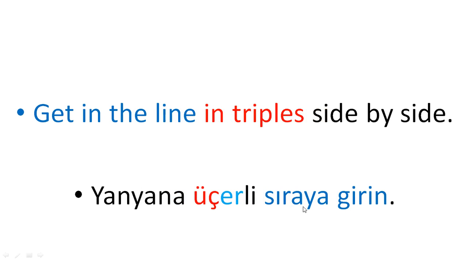Alright, now let's see your next example. Get in line in triples side by side. I'm not sure if it's a correct sentence or not, but the point here, what I focus on, is in triples. That's why I want to focus on üçerli, in triples like 3 by 3. So you can say üçerli. The example in Turkish: yan yana means side by side. Yan yana, üçerli, in triples. Sıraya girin means get in a line. Yan yana üçerli sıraya girin.